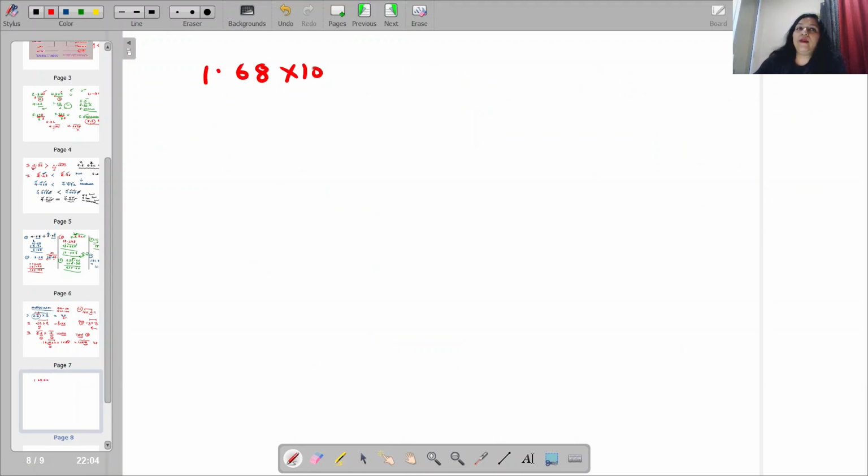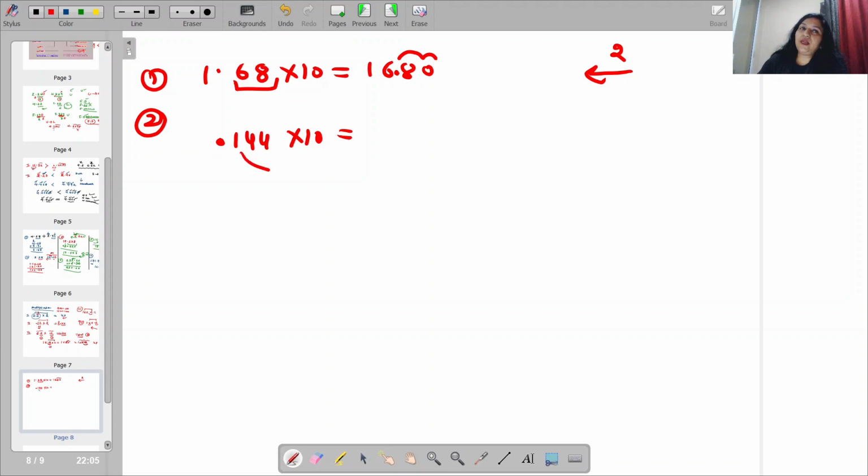1.68 multiplied by 10. ठीक है, मल्टीप्लाई करो. 1680. 2 digits to the right of decimal. So we have to move back 2 position. 1 and 2. Decimal here and that's your answer. ठीक है, another one. 0.144 multiplied by 10. Just multiply the two numbers. 1440. 3 digits to the right of decimal. तो हमें कितना पीछे जाना है आंसर में? 3 position. 1, 2 and 3. Decimal will come here and that's your answer.